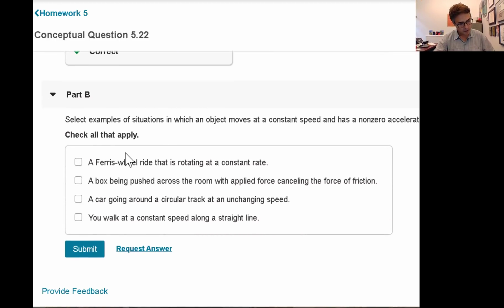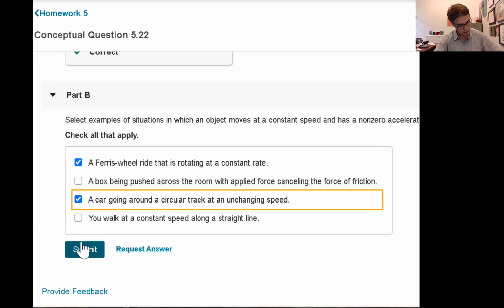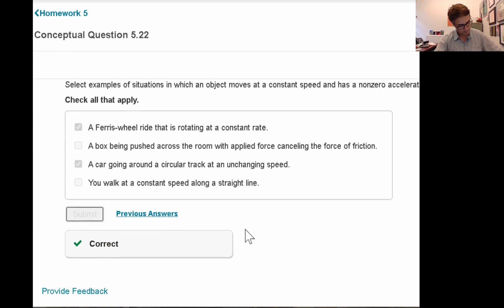Part B. Select examples of situations in which an object moves at a constant speed and has a non-zero acceleration. So this is when it's going on a curved path. Ferris wheel, constant rate. Box, no, because that looks like a straight line. Circular track at unchanging speed. It's the other ones. Okay.